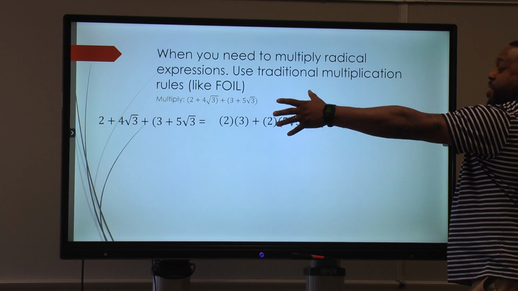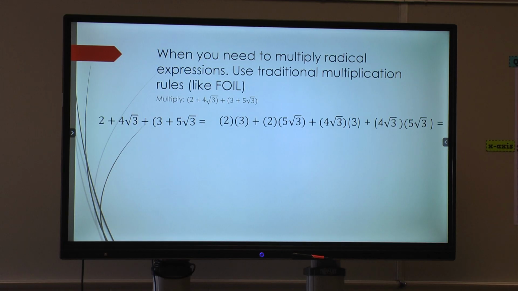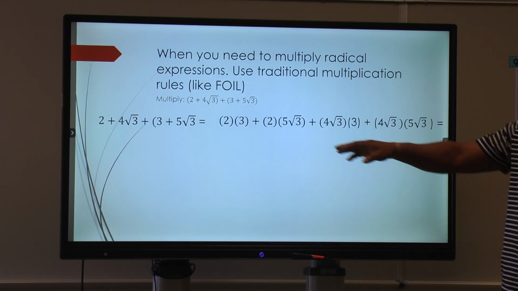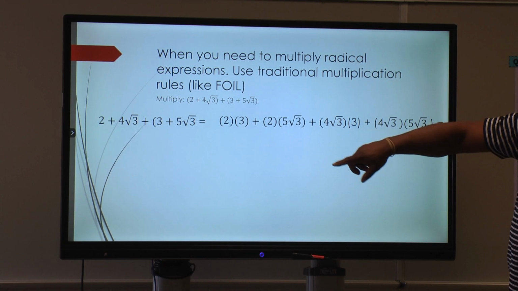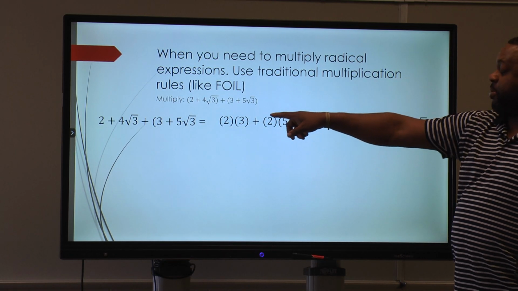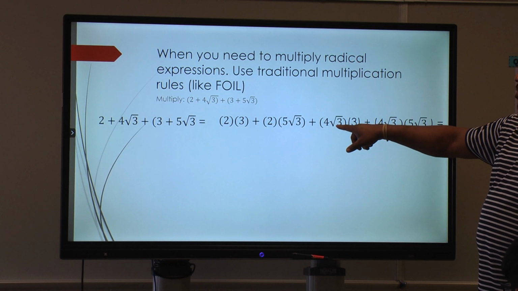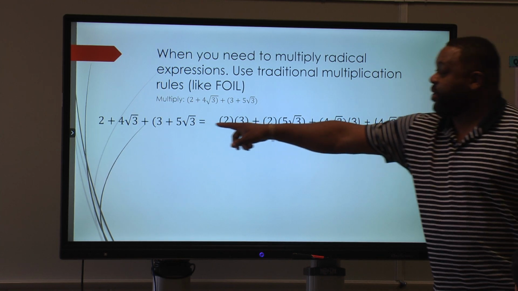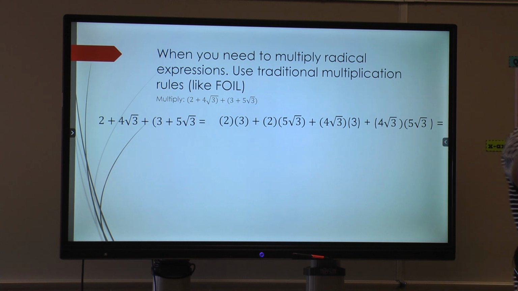You see, we wrote it out to where it's elongated. It is a lot, because you have to do your 2 times the 3, then the 2 times the 5 radical 3, and then you still have to do your 4 radical 3 times 3, and then the last one. This is not simplified. Now we can start multiplying and simplifying it so that we can shrink it down.